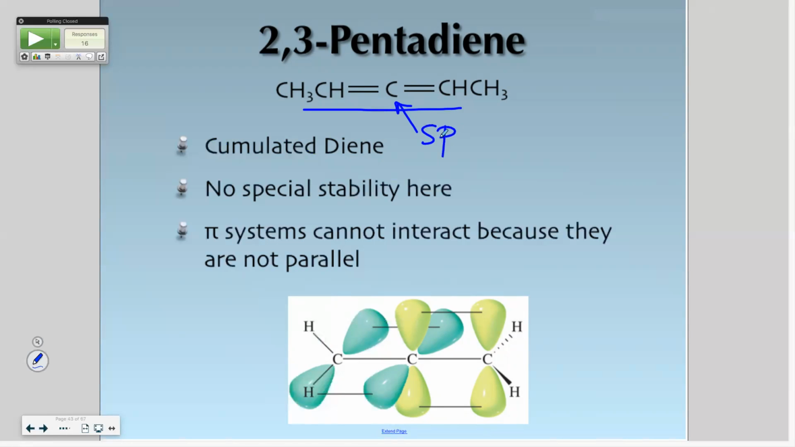Because of that, these 2 p orbitals can't interact with each other, okay? You have to be conjugated in order for that interaction to occur. There's no special stability. The pi systems cannot interact because they're not parallel. One's going this way, one's going this way. They're orthogonal to each other. Have you heard that word before?